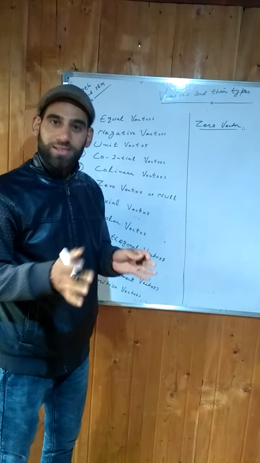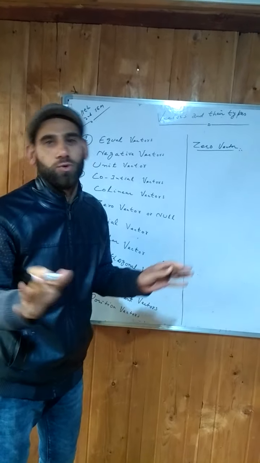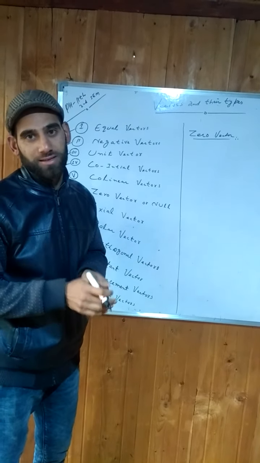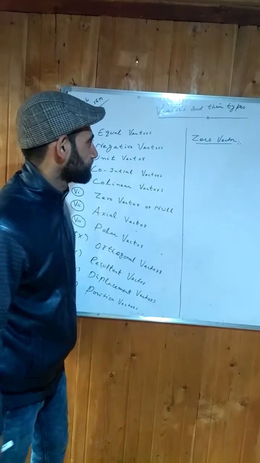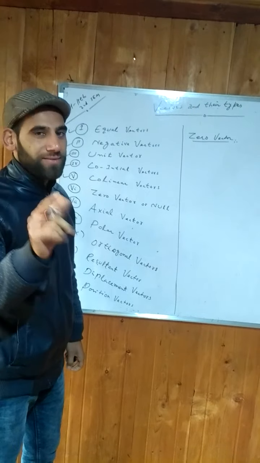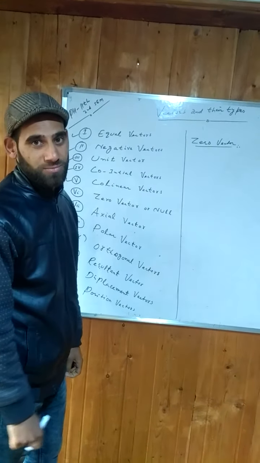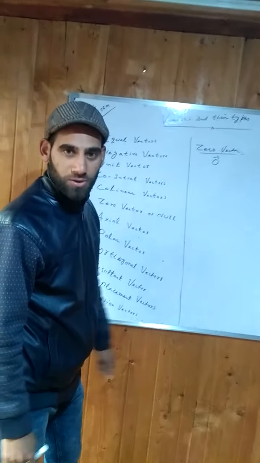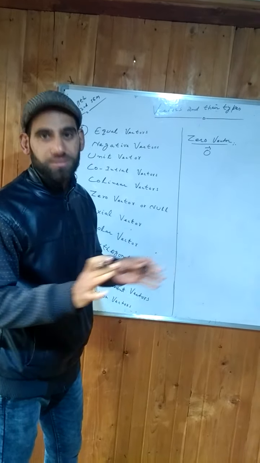If I define a zero vector, it is very simple. A vector whose magnitude is zero. In other words, it is also called a null vector. A vector whose magnitude is always equal to zero. Zero vector has not much significance in vector algebra. It is represented by 0 with a vector sign. Simply, a zero vector is a vector whose magnitude is null, 0.